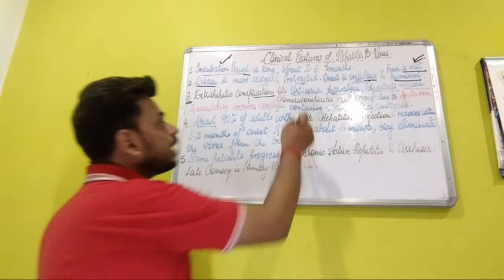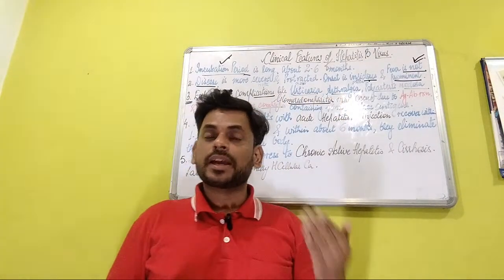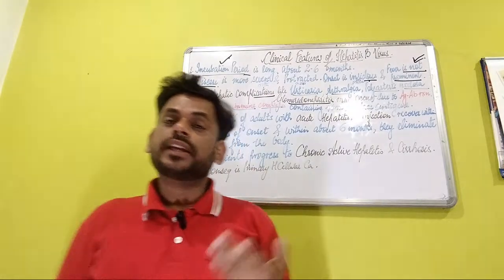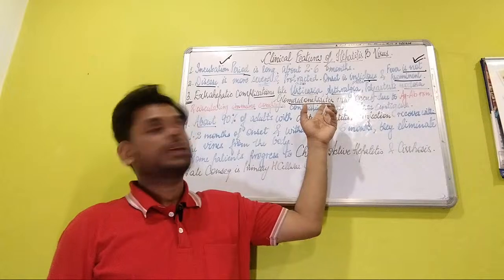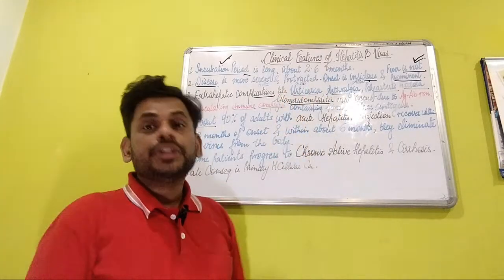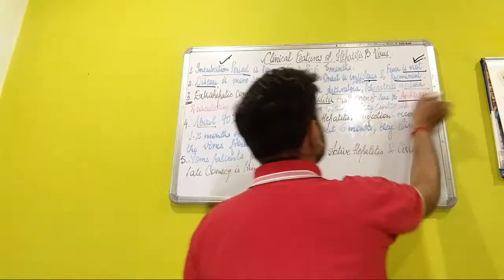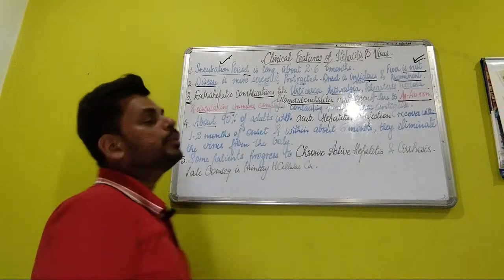Apart from this, there can be glomerulonephritis. Glomerulonephritis is a condition where the glomerulus of the kidney gets inflamed. So there is inflammation of the glomerulus of the kidney. This glomerulonephritis may occur due to the antigen-antibody reaction and the circulating immune complexes.